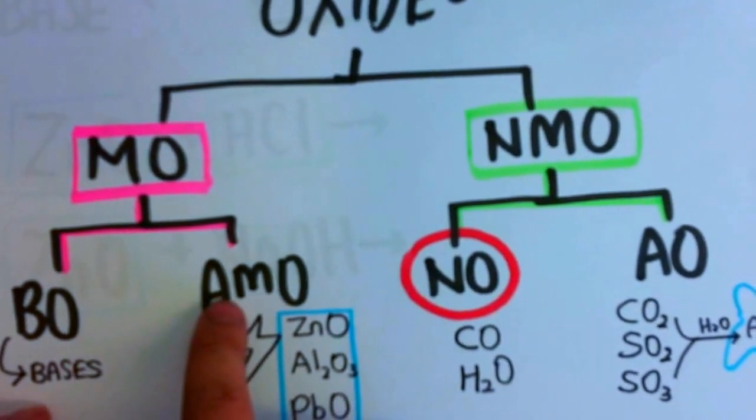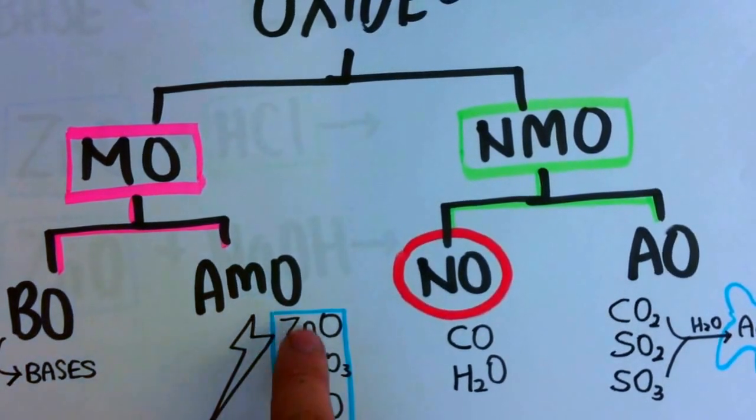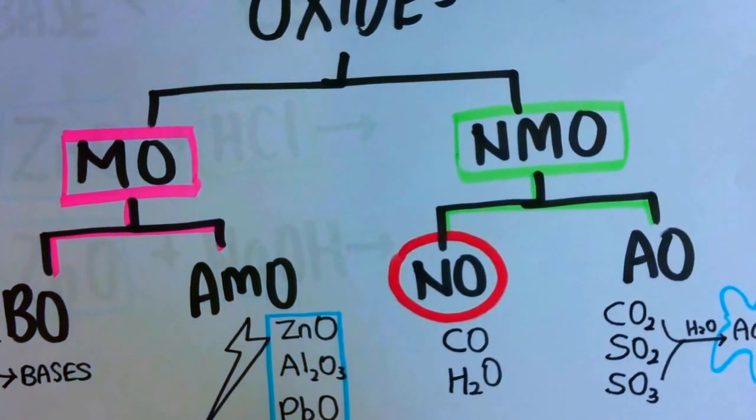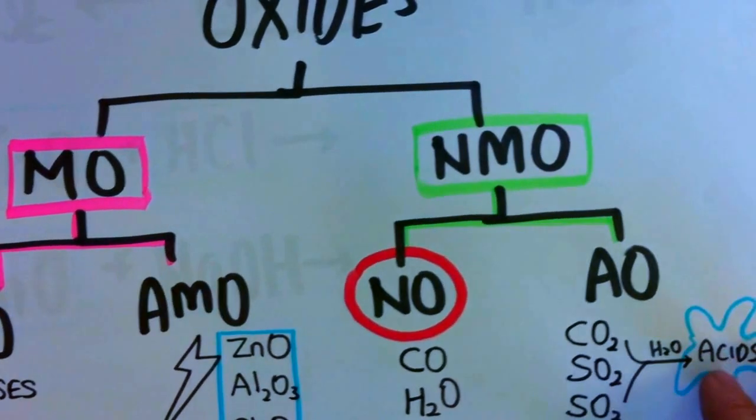You have the amphoteric oxides. Okay, the amphoteric oxides are ZnO, Al2O3, and PbO. Together they make ZAP, the letters Z-A-P, the word ZAP.